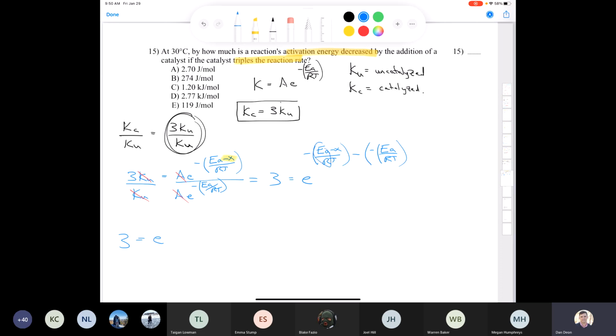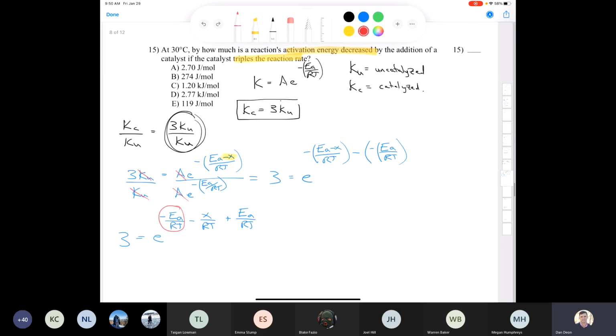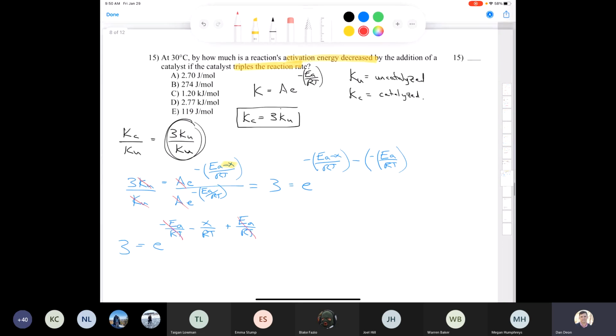And now I'm going to factor these out. I'm just going to do some factoring here. This is just 10th grade math. So I have negative EA over RT minus X over RT, and then subtracting a negative gives you a positive, so plus EA over RT like that. Now look, we can see that we have negative EA over RT and positive EA over RT. Those two are going to cancel each other. So simplifying again, I end up with 3 is equal to e to the power of negative X over RT.